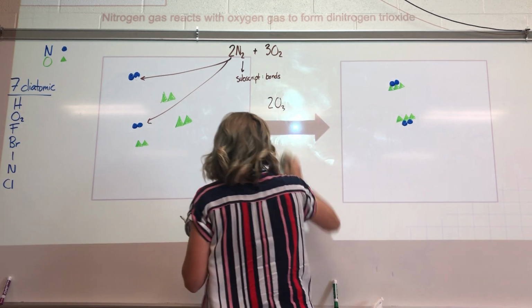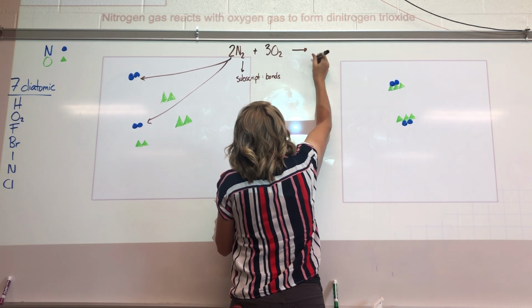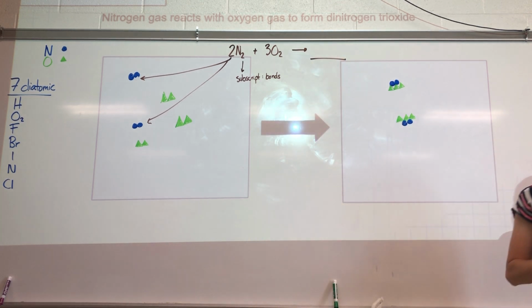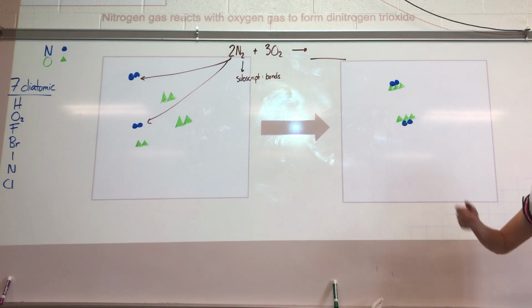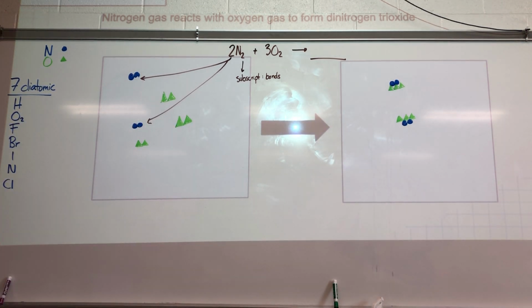Okay, for a smiley face with your table buddy, fill in that blank. What would I write after the arrow to represent this? Ready, go. Write it on your paper.